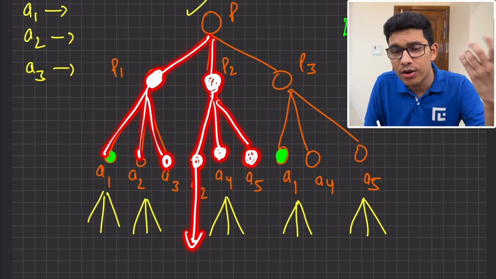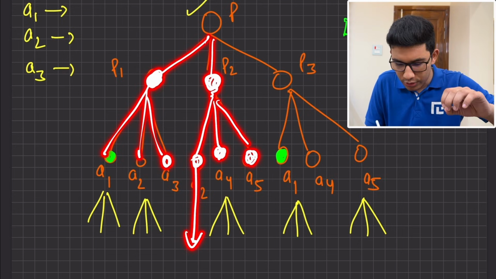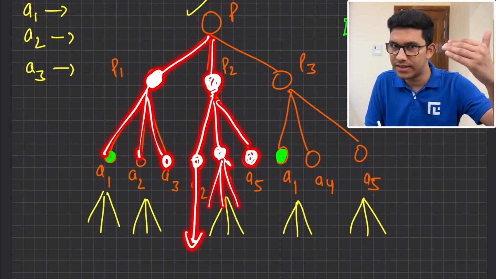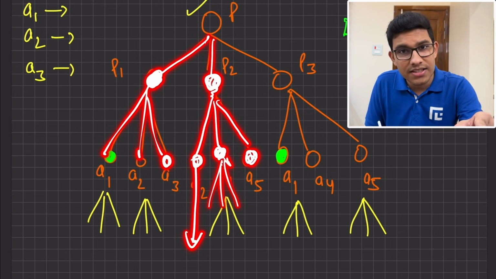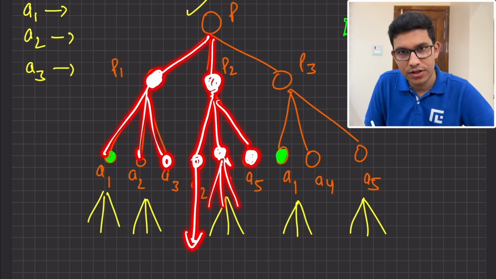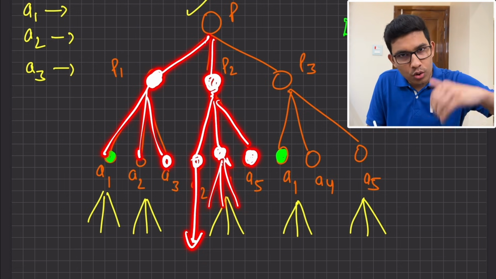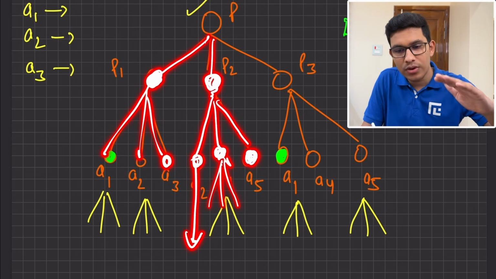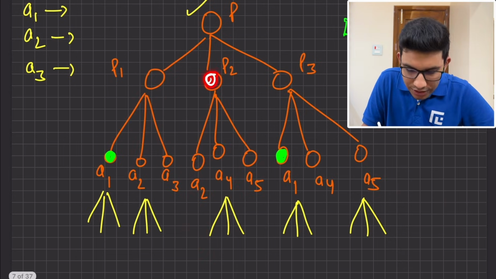Next we look at A4. Is A4 calculated already? No. So in this case we will go down. If A4 is not calculated, we will go down and calculate the answer for A4. But once we have the answer for A4, we will also store it somewhere. Got it? Similarly, look at A5. You don't have the answer for A5, so you go down, calculate the answer for A5. Now, if you know the answer for A2, A4 and A5, you will be able to calculate P2.